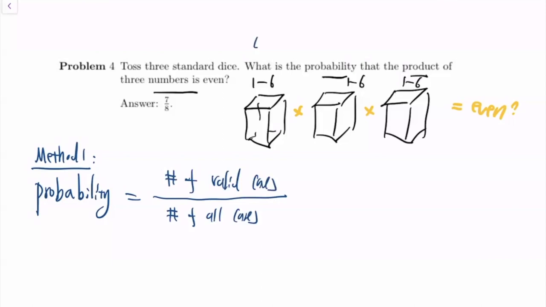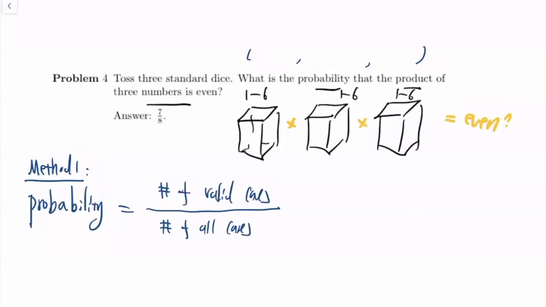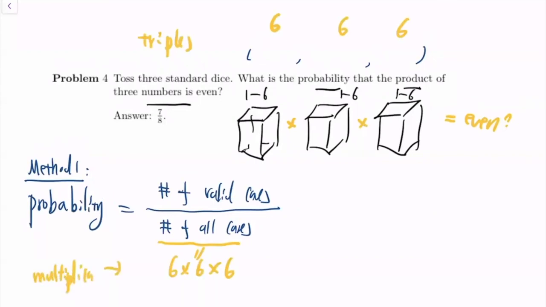For the number of all cases, what we have basically is a triple, because there are three numbers. We can use the multiplication principle. We have 6 choices for the first, 6 for the second, and 6 for the third. So the number of all triples is 6 times 6 times 6, by the multiplication principle of counting.